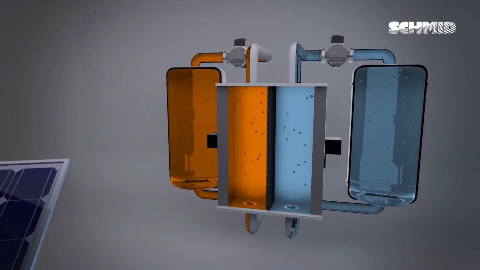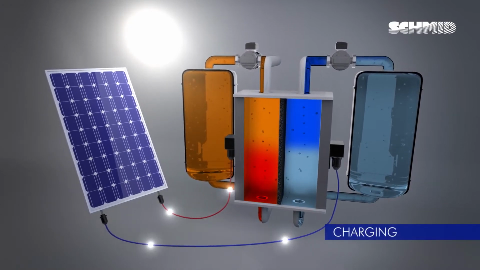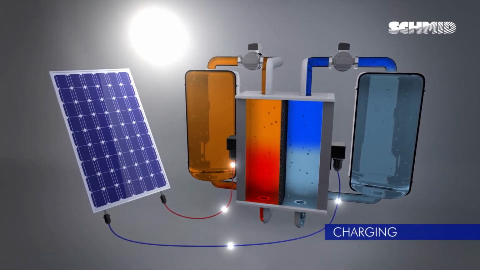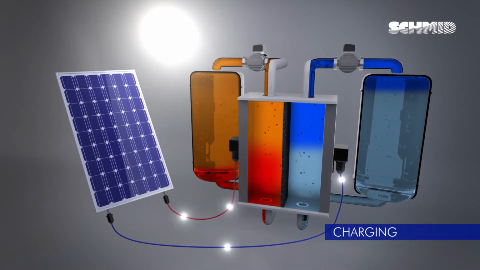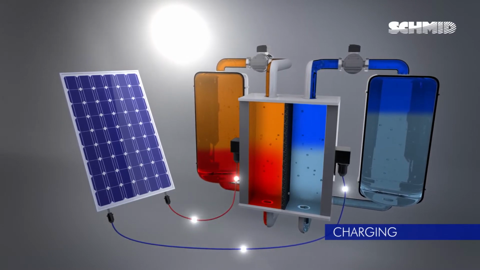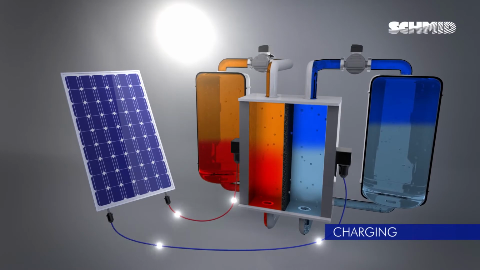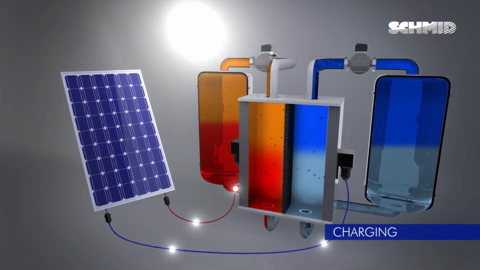An external electrical power source like a PV installation supplies the energy to charge the vanadium redox flow battery. The two vanadium electrolytes are flown through the cell stack, in which the electrical energy is converted to chemical energy. The electrolytes charged within the cell are flown back to the tanks, increasing the battery's state of charge.